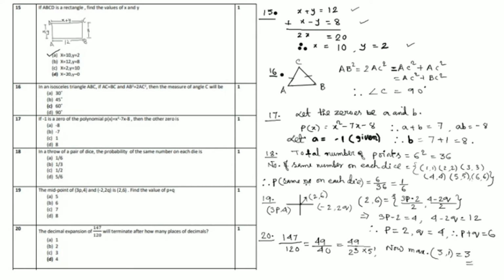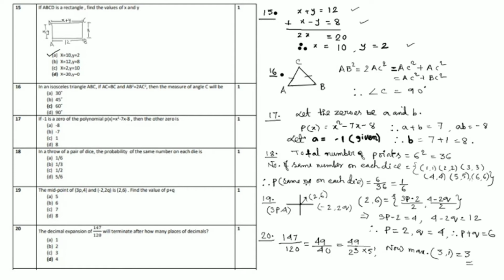Now in 16, in a isosceles triangle ABC, if AB is equal to BC and AB square is equal to 2AC square, then measure the angle C will be what? Okay. Suppose this is the isosceles triangle, here AC is equal to BC, and here it is given the condition AB square is equal to 2AC square. We can write it as AC square plus AC square.